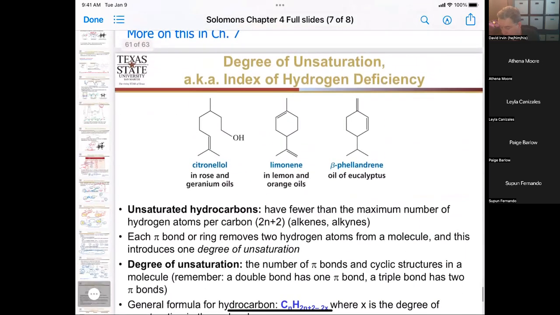Now the last thing we need to talk about in this chapter is what we call degrees of unsaturation, or the index of hydrogen deficiency. What this means is we need to calculate between the number of carbons we have and the number of hydrogens we have. That's going to tell us how many pi bonds we have or rings we have.